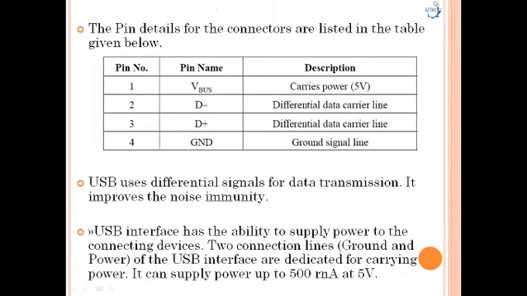USB uses differential signals for data transmission, which improves the noise immunity. The USB interface also has the ability to supply power to the connected devices. Two connection lines of the USB interface, ground and power, are dedicated to carrying power. It can supply power up to 500 mA at 5 volts.